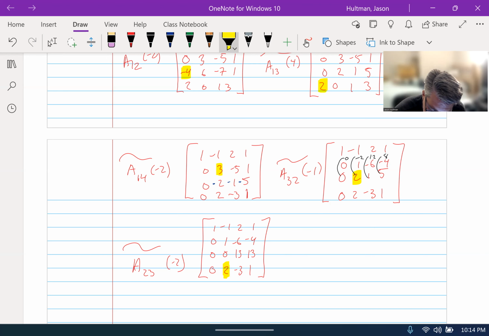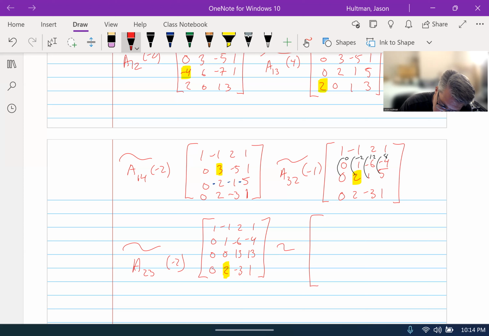Okay, and so we want it to have all zeros in the bottom of the matrix. And so we're going to get rid of that 2 that's highlighted there. So once again, what are we going to do to get rid of a 2? We're going to multiply the second row by -2, add that to the fourth row, and cancel out that element. So let's go ahead and do that.